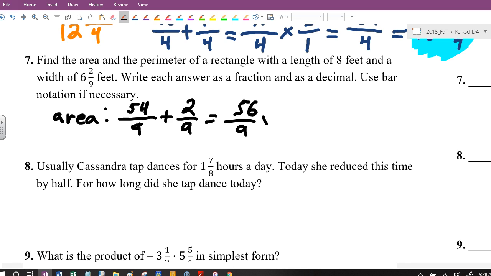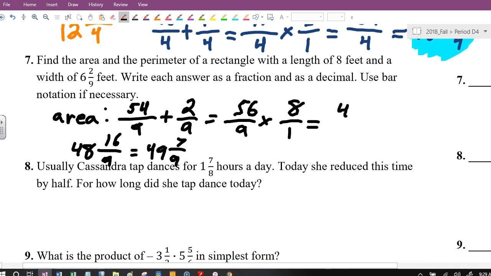56 ninths times 8 over 1 would equal... Okay, wait. Did we get it? No. Okay, did anybody have it? 431? Okay, 431 over 9. And then we have to reduce. It's not 431? 438? 448. All right, and then we would divide by 9. We would get 49 with 7 left over. I'm hoping. Is that correct? Yes. Okay, good. So that's going to be our area.